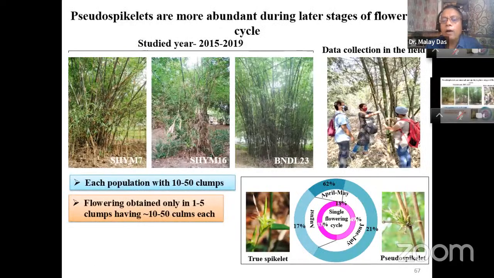But still, we tried some effort for 4 years. This is the data I showed you. The students went to the field and they studied the flowering cycle, the recurrent flowering cycle or sporadic flowering cycle, in 3 populations of Bambusa tulda. And that gives us a lot of interesting simple ecological data. Like I told you, we could see 2 different types of inflorescence in a single flowering cycle. And when you compare their abundance or frequency, during the end of the flowering cycle, the abundance of pseudospikelets was much higher compared to the true spikelets.